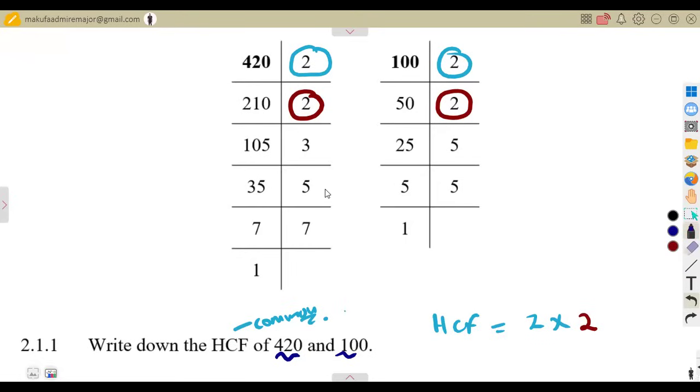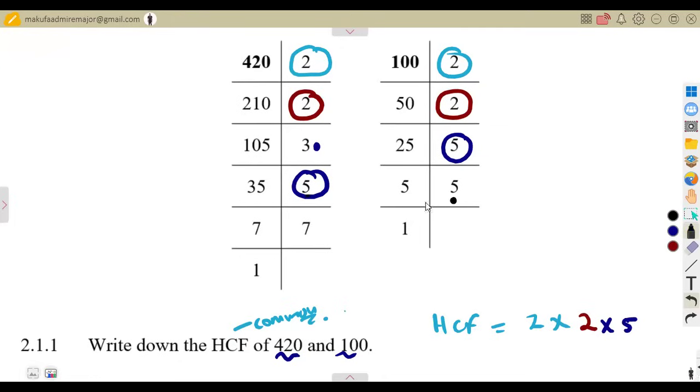So you're going to check, is there anything that is common? We have a 3 here, but we do not have a 3 this side, so we can't take this 3. There is a 5 here and a 5 here, so 5 is also common. We move on to this 5 here. We do not have another 5.